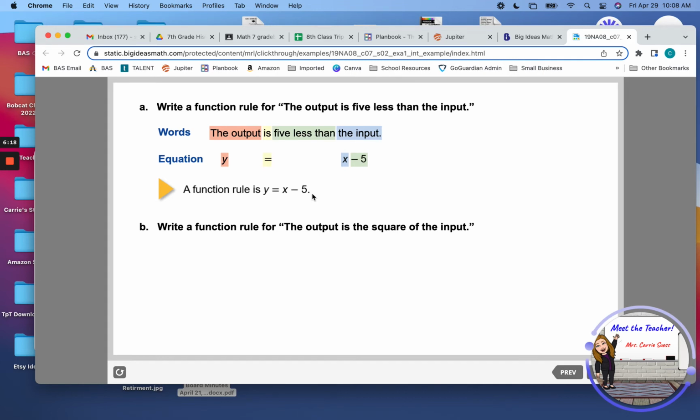Okay? It's just an equation. Oh, no. It's all right. All right, so let's do B. Shh, put this in your journals.